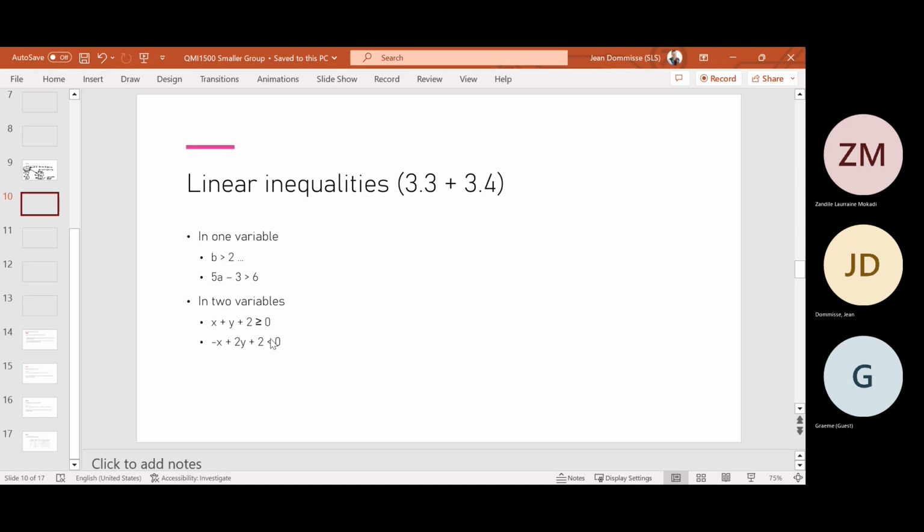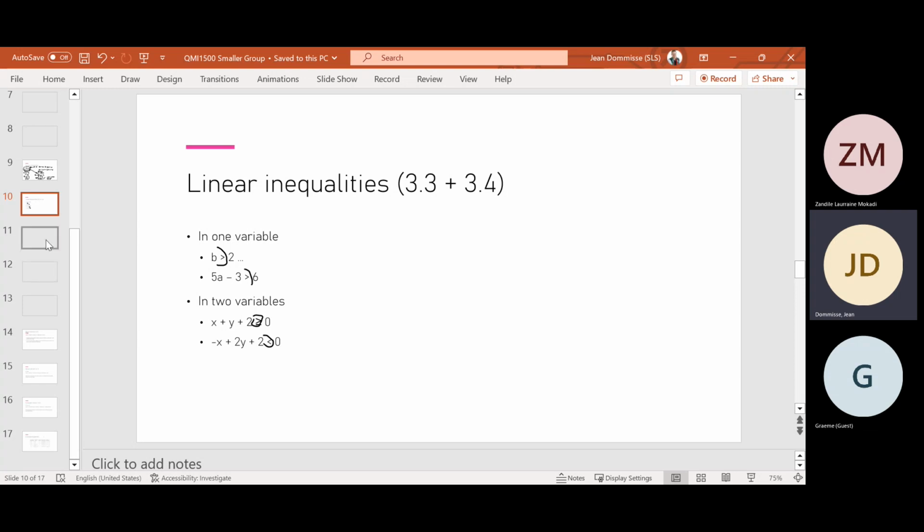Okay, so linear inequalities, very similar to what we did with linear equations. You get a formula. The only difference is what is happening. Instead of an equal sign, you have bigger than, smaller than, bigger or equal to. So that's the only difference that comes into play, and I think that is just important.